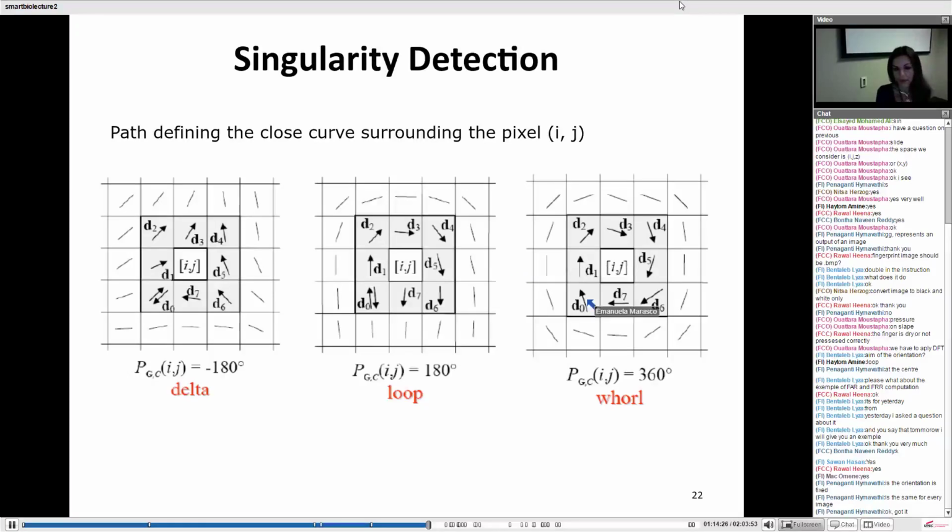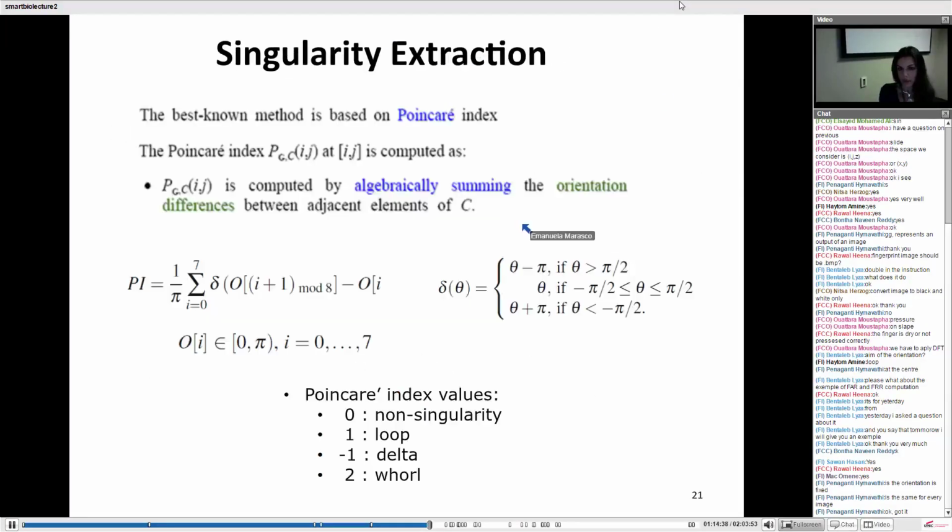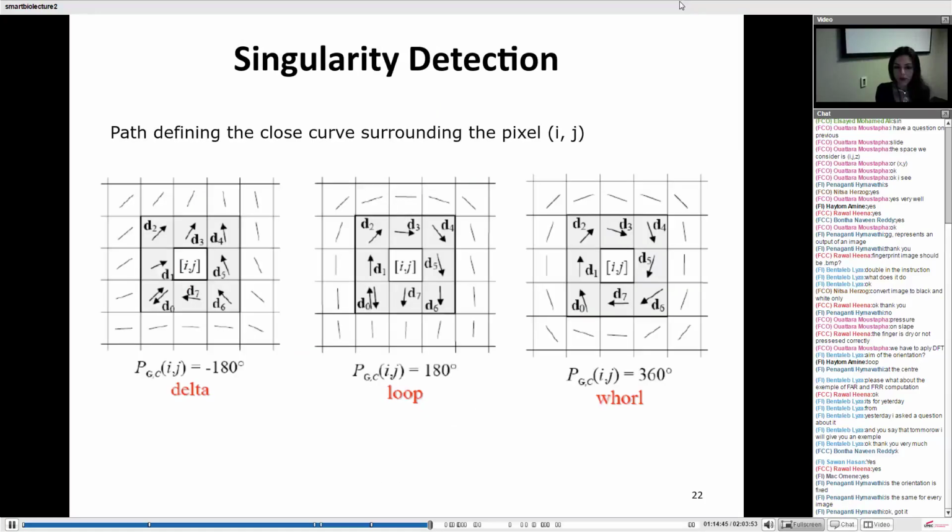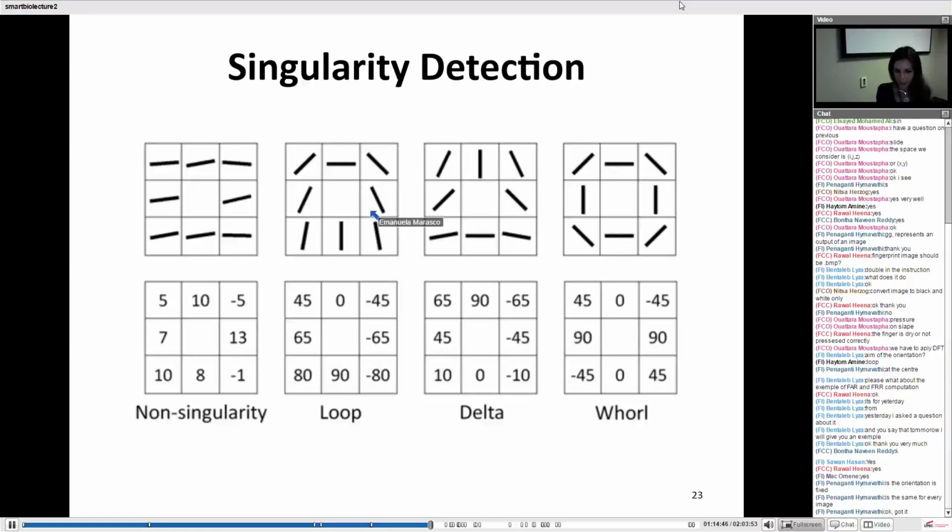Right? This is the orientation pattern that we expect for the loop. So the ridge is entering in one direction and keeps it. And this is what we consider. And then for the whole, we do the same computation, and the result is 360 divided by 180 is 2, and this is exactly what we want as a result for a whole. Actually, for a whole, it's 2. Right?